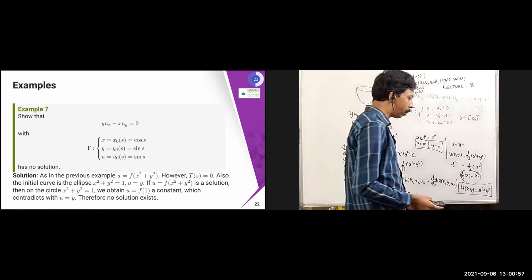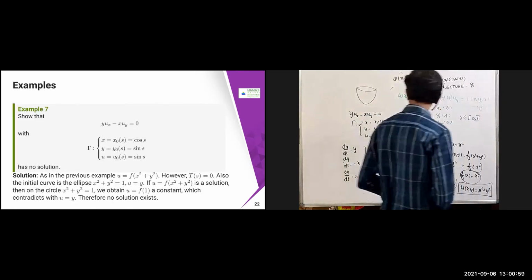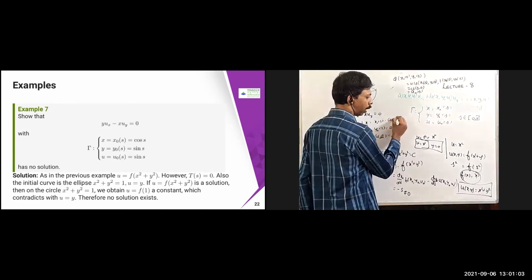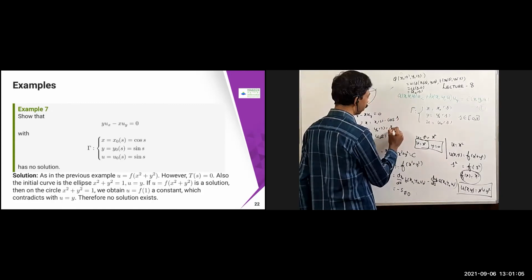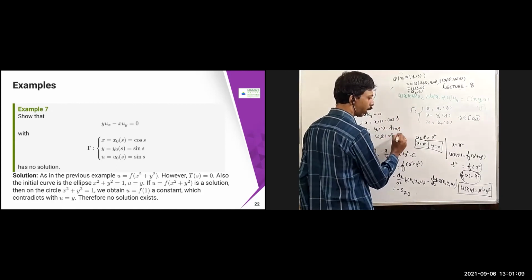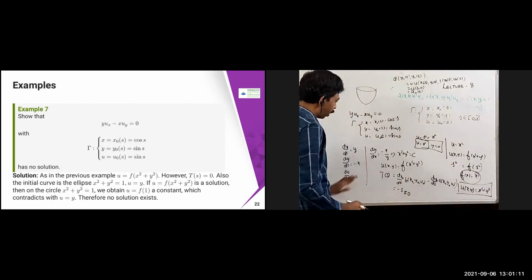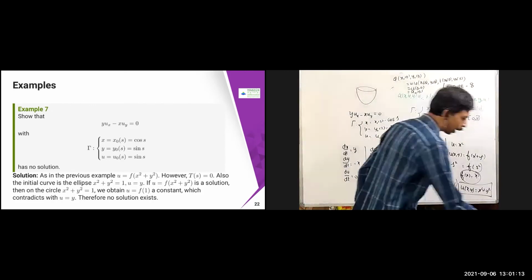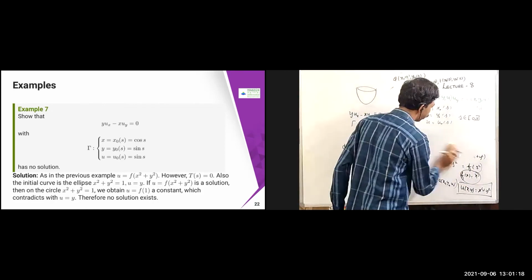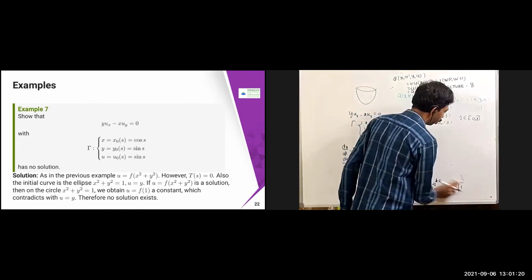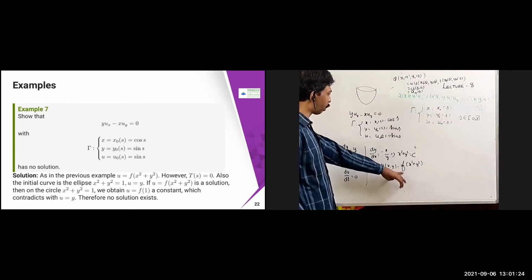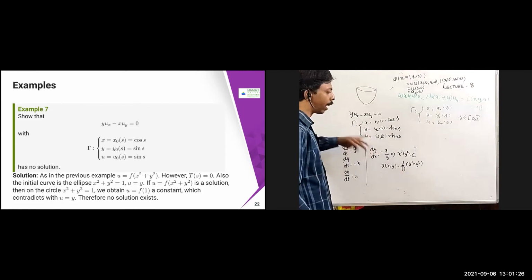Okay, next problem. One more problem. Same thing, I am just changing the condition. So x naught is going to become cos s, y naught is going to become sin s, and u naught is going to become sin s. These are all the same; only the transversality condition and this part are going to change. U equal to f of x square plus y square stays the same, because I did not change the problem. Only the condition I have changed.